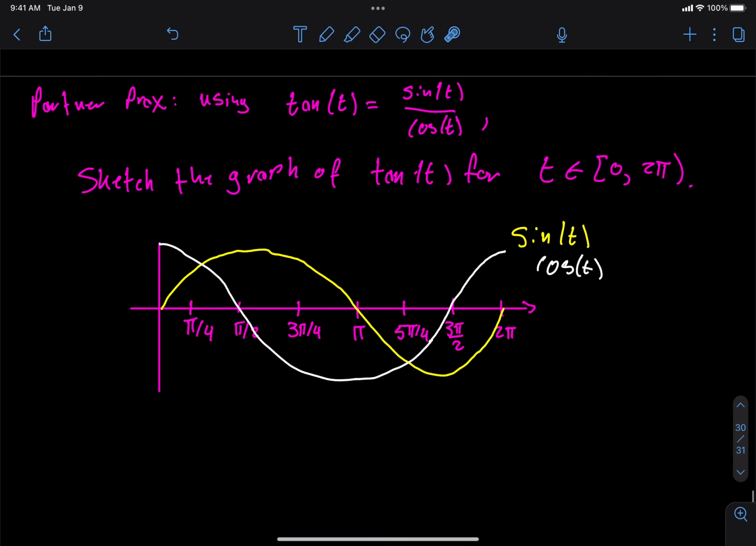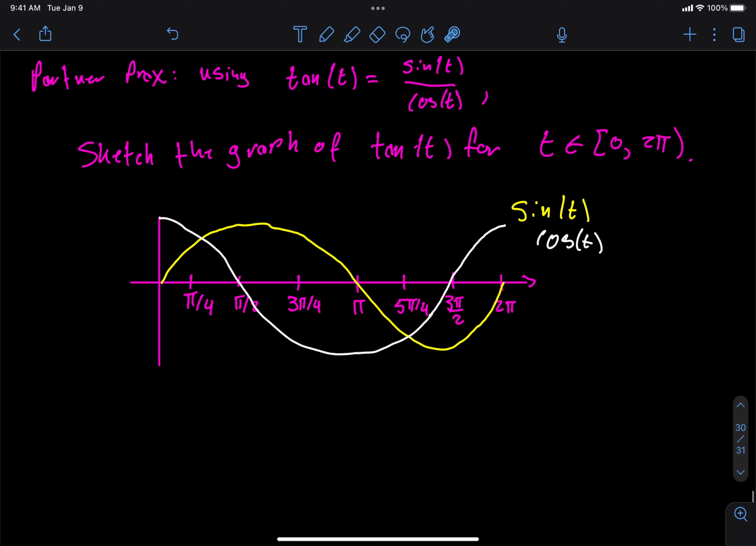I want you to use the unit circle to find out what the values are, because it'll be good extra practice for you, okay?